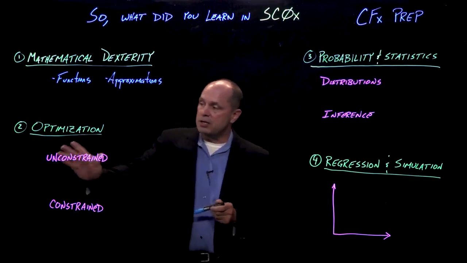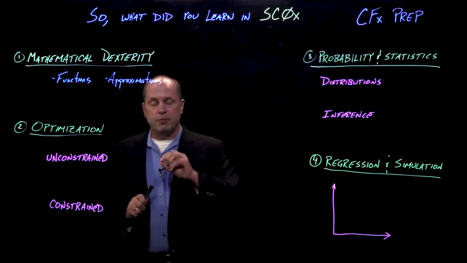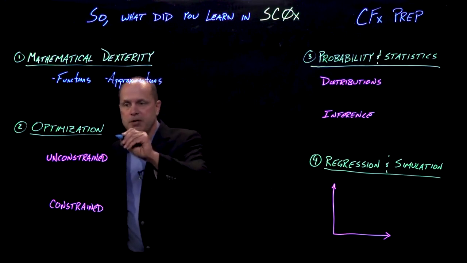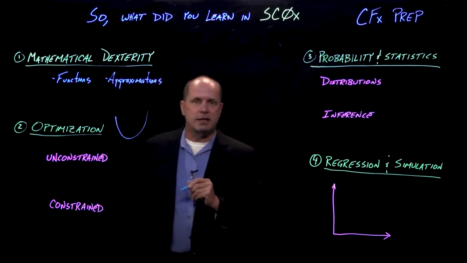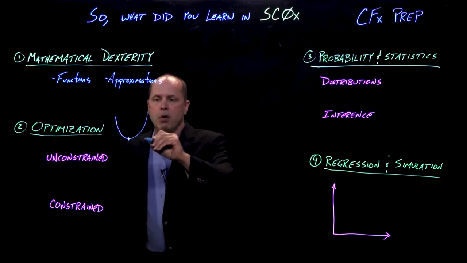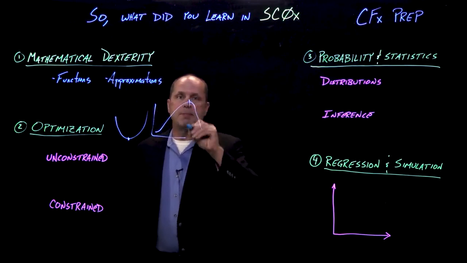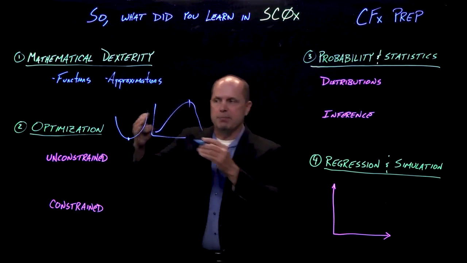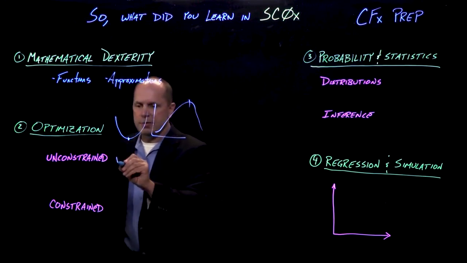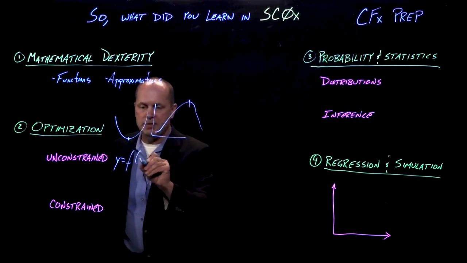And so we started with unconstrained optimization, where you're looking for an extreme solution of one of these functions, right? If I have a function like this, I want to find a minimum, or I might have a function that looks like this, and I want to find a maximum, whether I'm maximizing profit, minimizing cost, and you have something that y is a function of x.